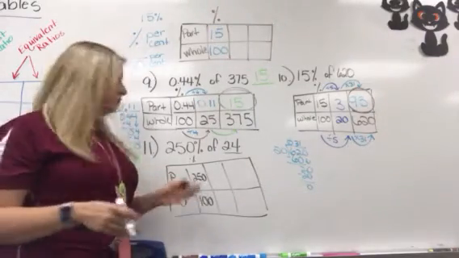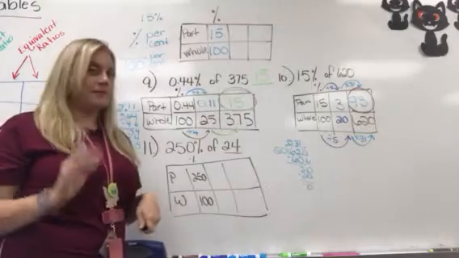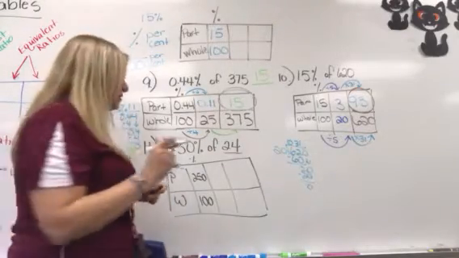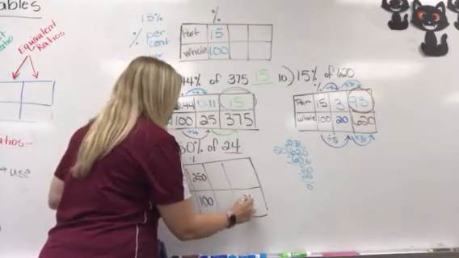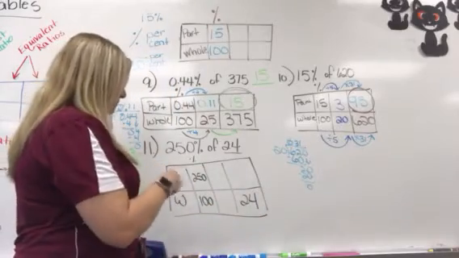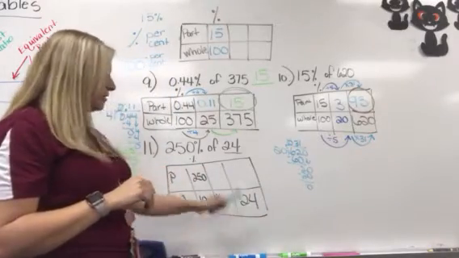24 is my whole, because I want to know what 250% is of 24, not is. If it said is, I'd say, oh, 250% was 24. But it's not. It's of 24. So that tells me it's out of 24. So that's going to be my whole amount. Again, I have to figure out how to go from 100 to get to 24.